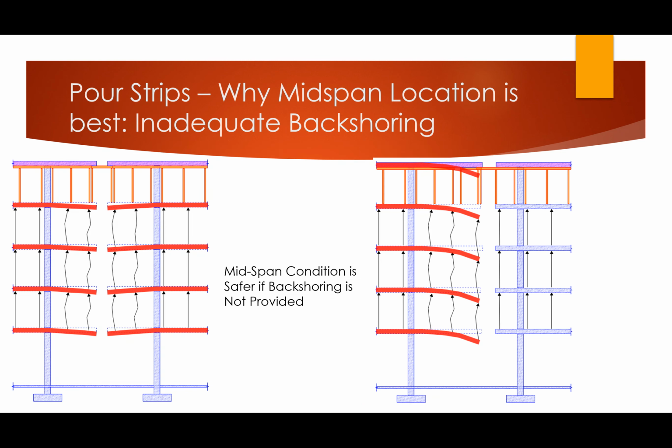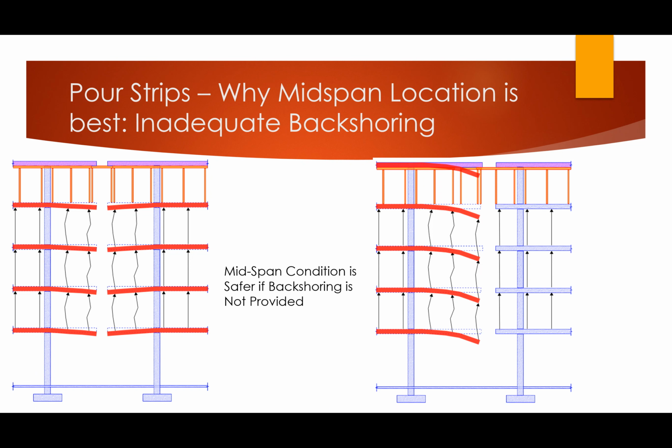I mentioned earlier that there's one additional reason to put the pour strips at the middle of your bay rather than at an inflection point. And this really illustrates the reason why. In the event that a contractor does not do backshoring correctly, you're going to start to see buckled shores. You're going to start to see slab movement, but at least it's much, much safer when you have this condition on the left.